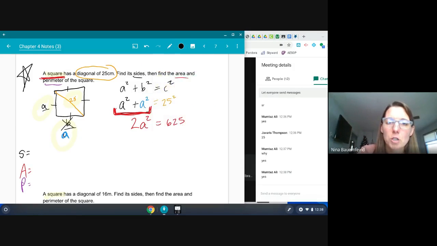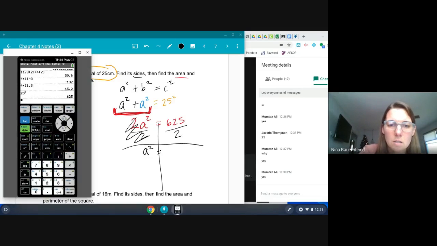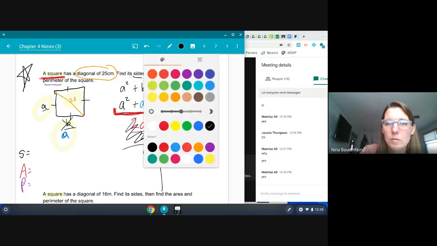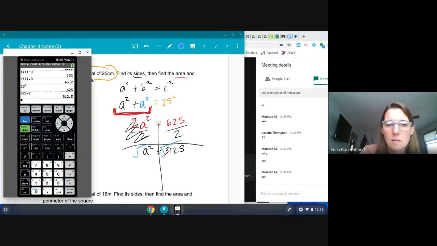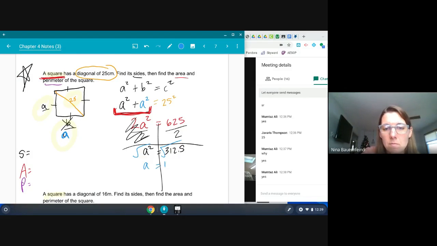And then from here, we can just drop our line and solve. So we would divide by 2, divide by 2. So a squared equals 625 divided by 2, 312.5. And then our last move is always to square root. So 17.7. We'll round that up because it's 6.7. So it's going to round up to 17.7. So our side is 17.7.